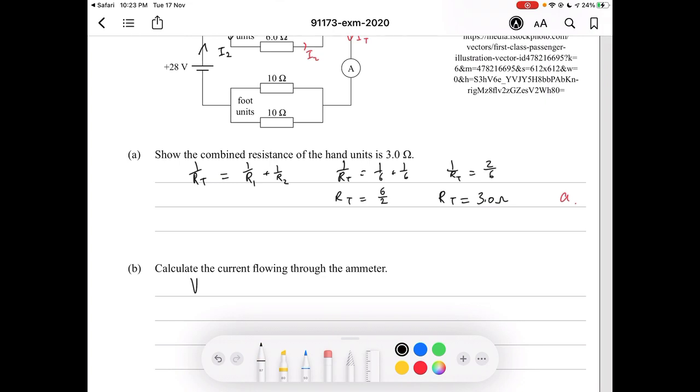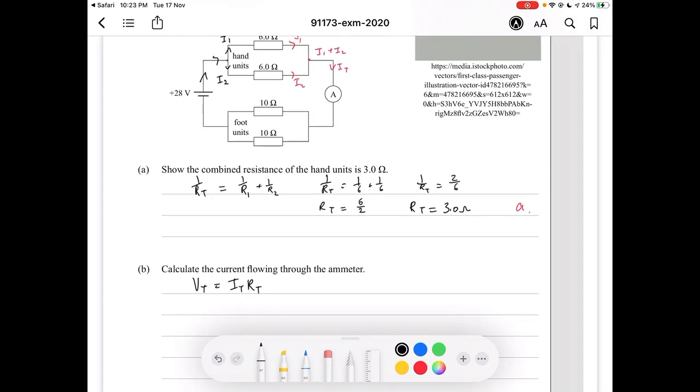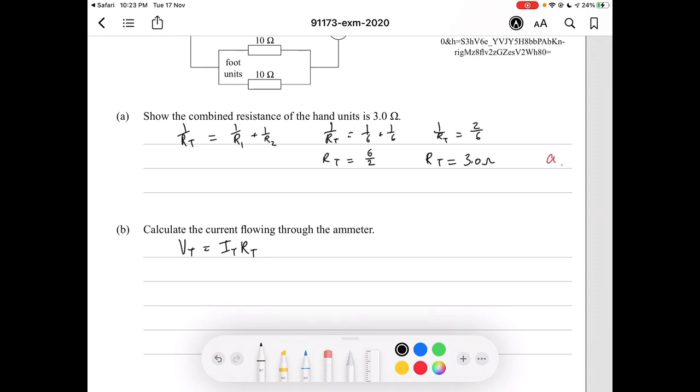We know that the total supply voltage equals the total current in the circuit times the total resistance in the circuit. The total resistance is the resistance of the hand units plus the resistance of the foot units. We found the combined resistance of the hand units is 3 ohms, and we do the exact same thing for the foot units. So 1 over RT equals 1 over R1 plus 1 over R2, for the foot units. 1 over RT equals 1 over 10 plus 1 over 10, which equals 2 over 10. So RT equals the inverse, 10 over 2, which equals 5 ohms.